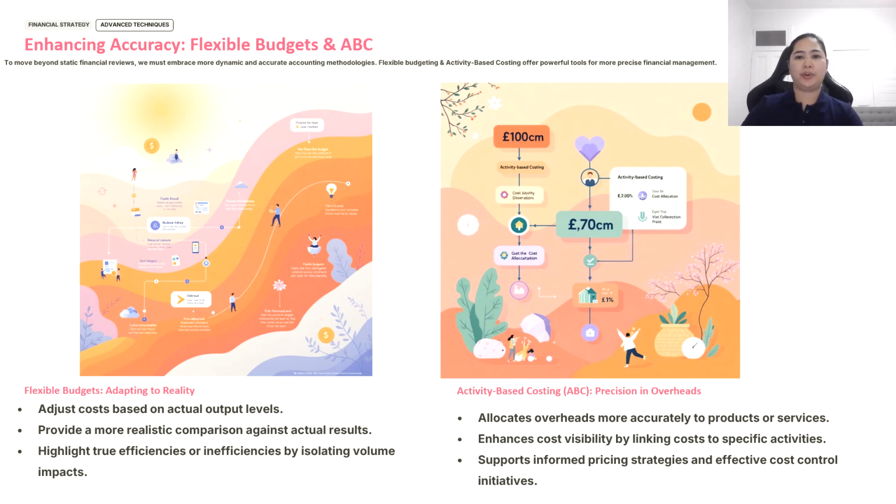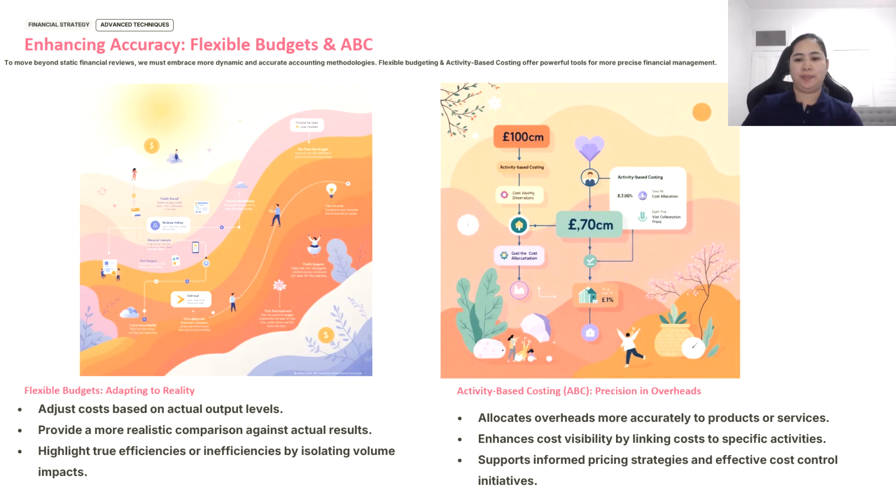This allows for a more realistic comparison against actual results rather than judging performance against assumptions that may no longer apply. By doing so, flexible budgets highlight true efficiencies or inefficiencies by isolating volume impacts, helping managers distinguish between cost control issues and changes driven purely by activity levels.